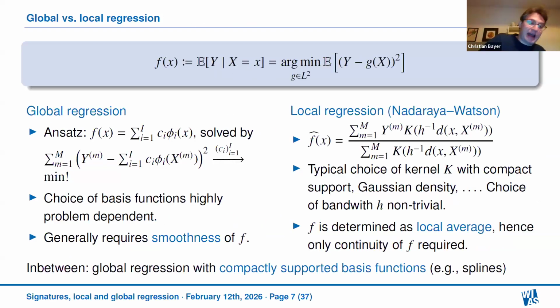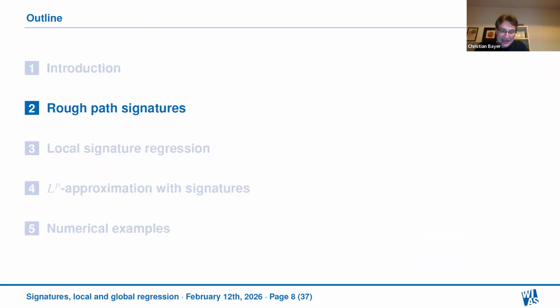I'm very ambitious, but I already know I will fail in my ambition. I want to talk about the global regression as well as local regression, but actually I think we will stick with local regression, but never mind, we will come to this in more detail later. Right, so what is the signature?